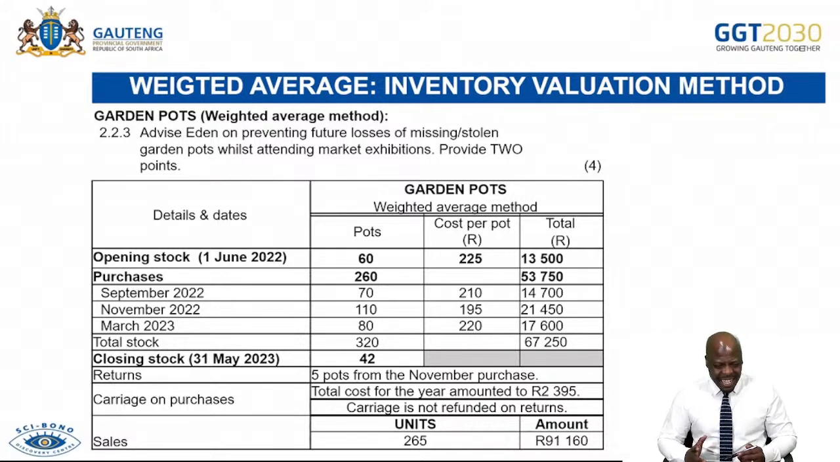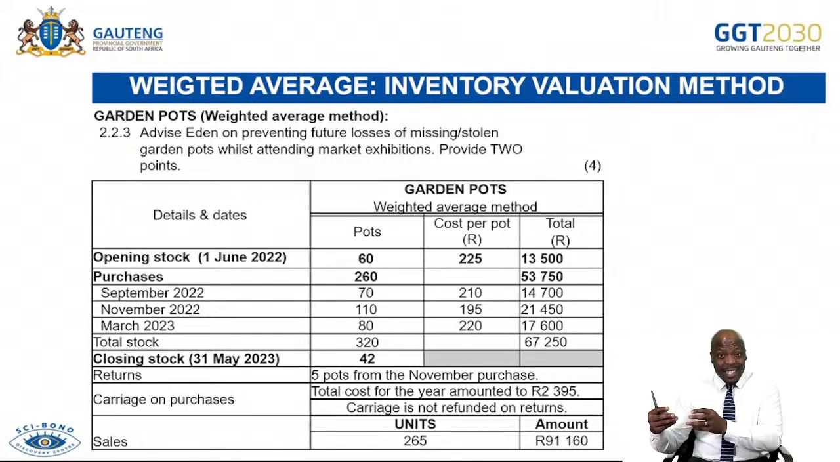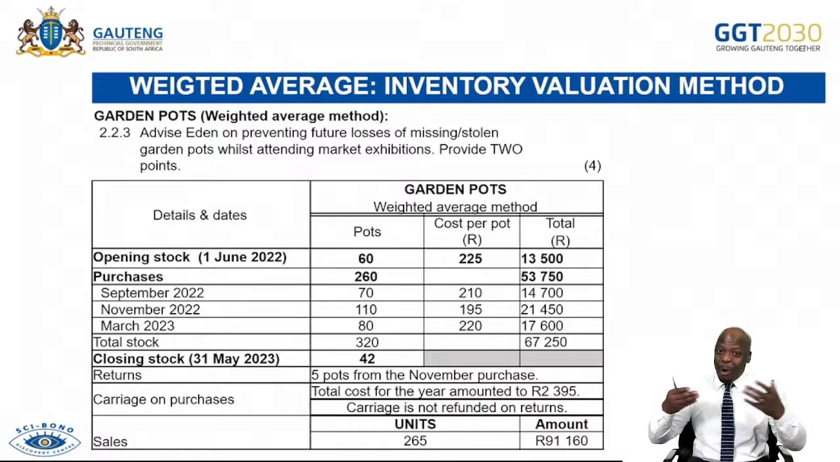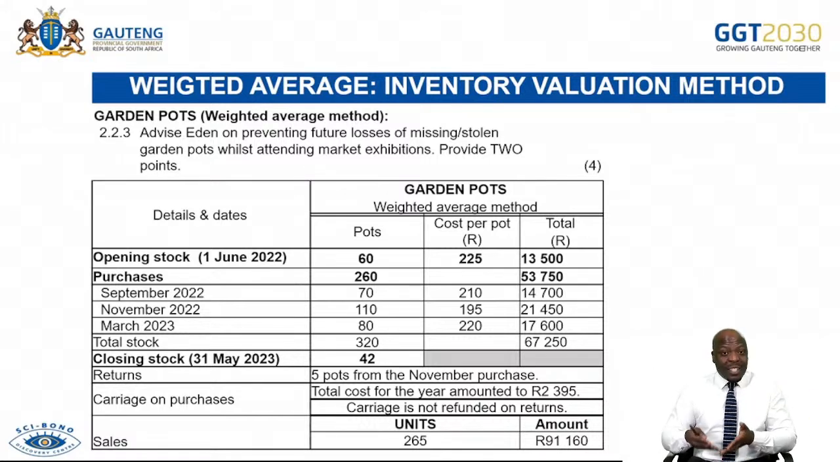2.2.3. Advise Eden on preventing future losses of missing or stolen garden pots whilst attending the market exhibitions. Provide 2 points. Okay, so as he attends the exhibitions, that's where the pots are getting lost. It's not like the pots are walking off. It means someone is coming to pick the pots up and take them away. Certainly someone is taking the pots from our shop. So we need internal control measures that can prevent our pots being taken away from our exhibition stand.